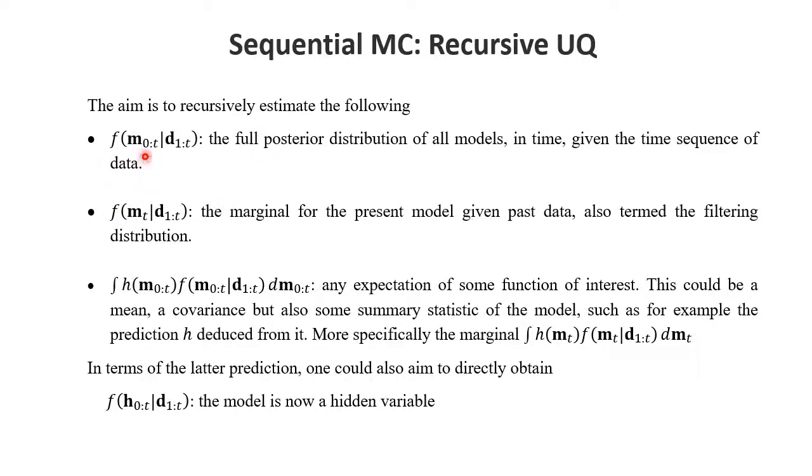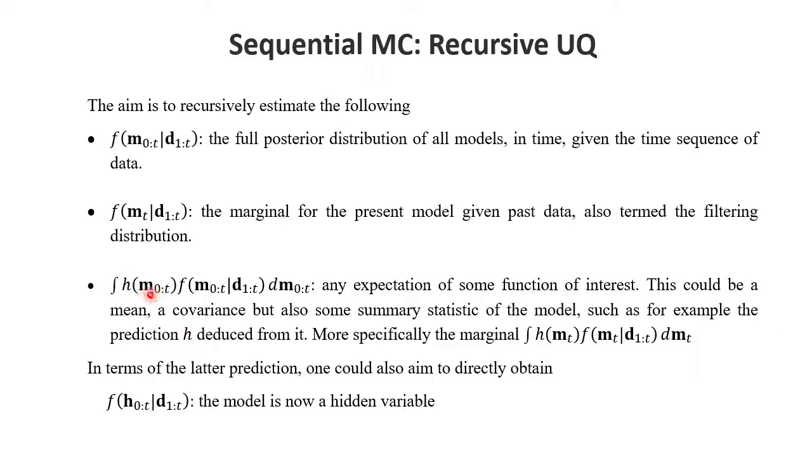If we integrate out all the models except the model T, so we calculate the marginal distribution, then we get this marginal distribution. And of course, it's a distribution that we are very interested in, because that's the update of the uncertainty on our state, MT. We also would be interested in any kind of expectations.